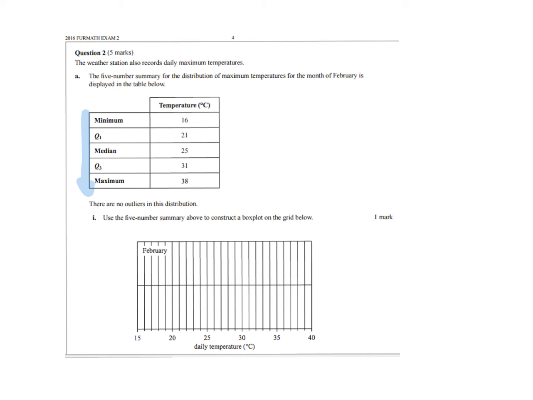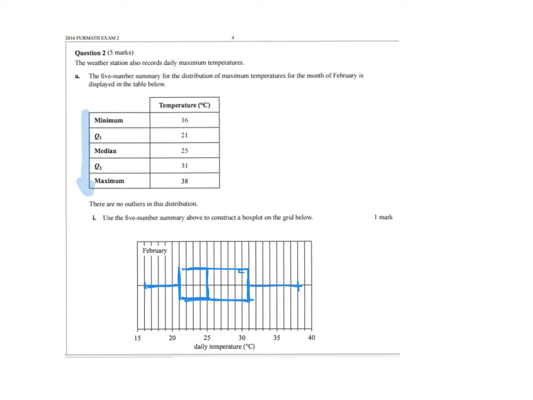So we've got 16, that's the minimum. Q1 is at 21, so I'll draw a line. The tail's going out there. The median's at 25, so here's my first box. The Q3 is at 31. And the maximum is at 38. So there I've drawn in my box plot.